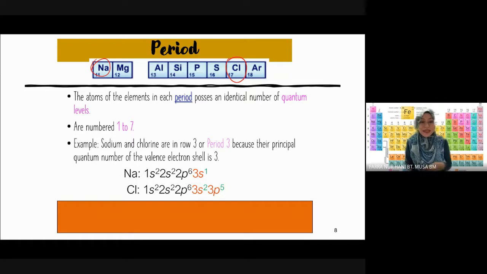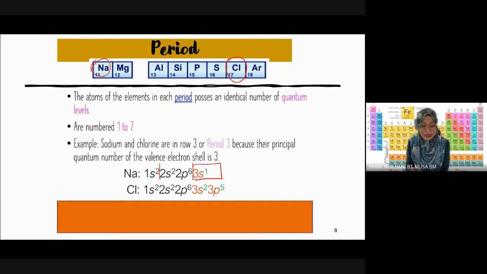Okay, so now look at the electronic configuration for sodium and chlorine. Okay, sodium 11 kan, 1s2, 2s2, 2p6, 3s1. Okay, so you can see that their valence shell is in level 3. Nampak tak? Okay, nampak tak kat sini? Okay, you know they have 3 shell here. 1, 2, 3. So the valence shell is in level 3.